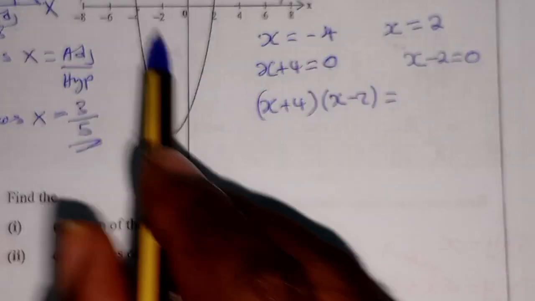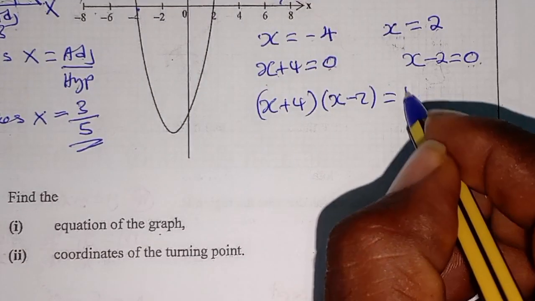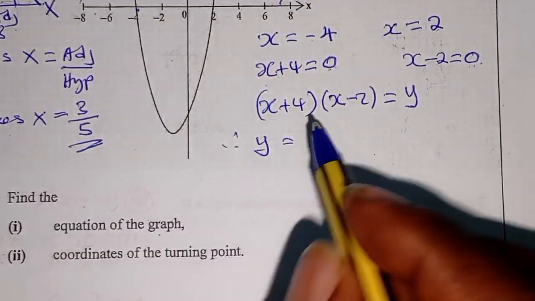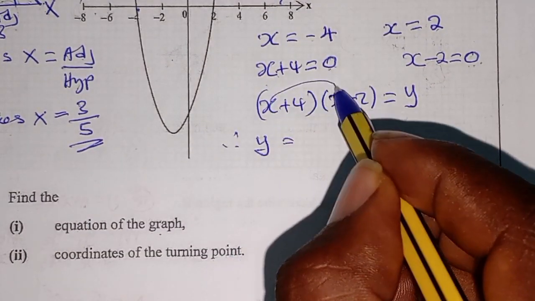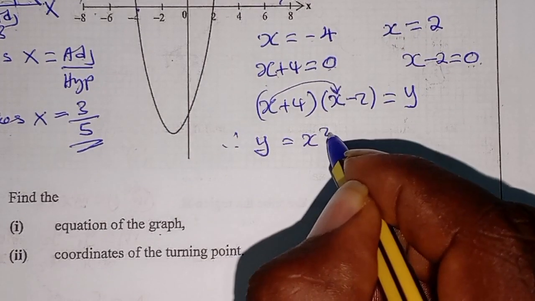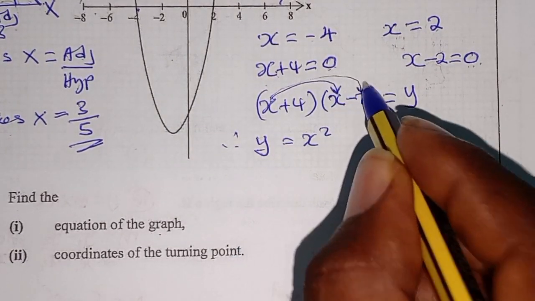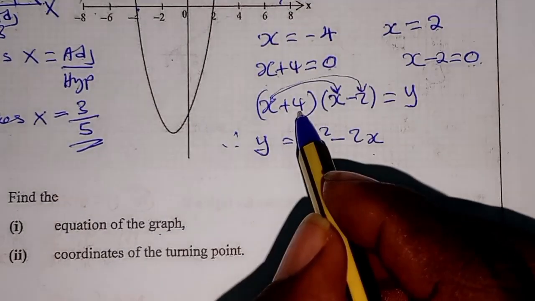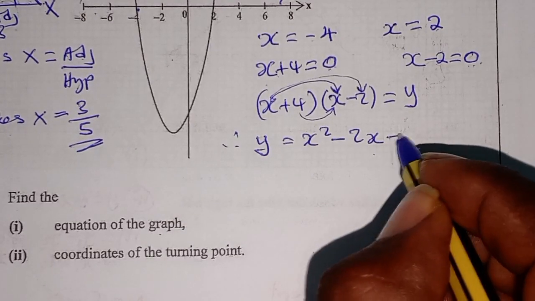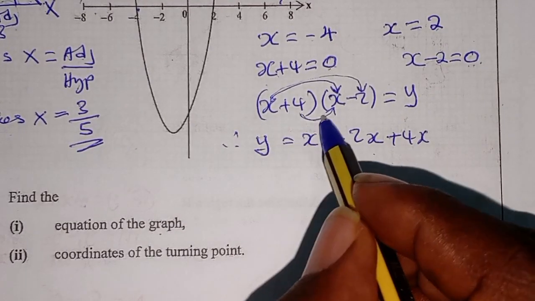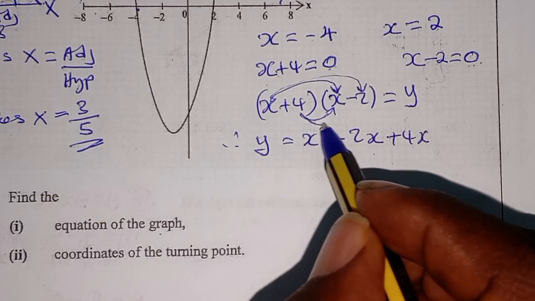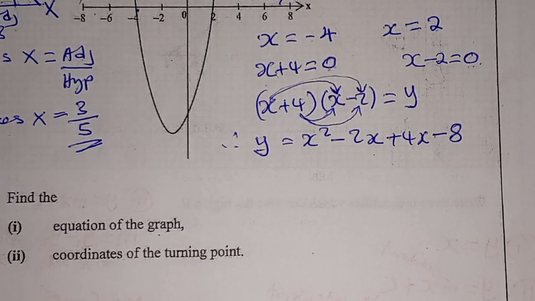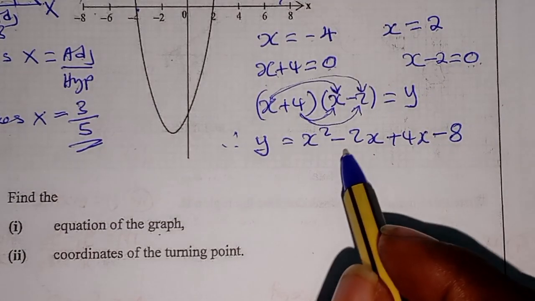Now we have said that in the x-axis, y is 0, so it is going to be equal to y. So therefore, y equals, let us expand: x times x, that is x squared; x times -2, that is -2x; 4 times x, that is +4x; +4 times -2, that is -8. So we have the like terms.